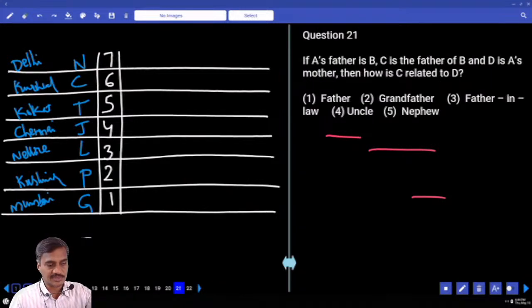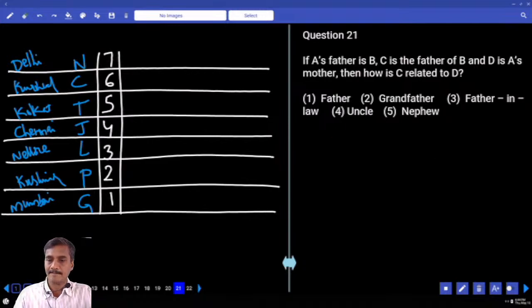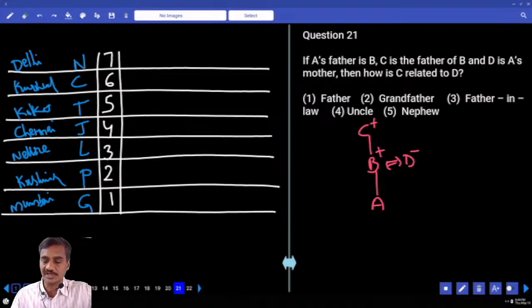Now this question number 21 is based on blood relation. A's father is B. Now A is here, A has a father, and who is that person? B. A's father is B. C is the father of B. And D is A's mother. Now who is this D? D is A's mother. How is C related to D? Now C is D's husband's father.